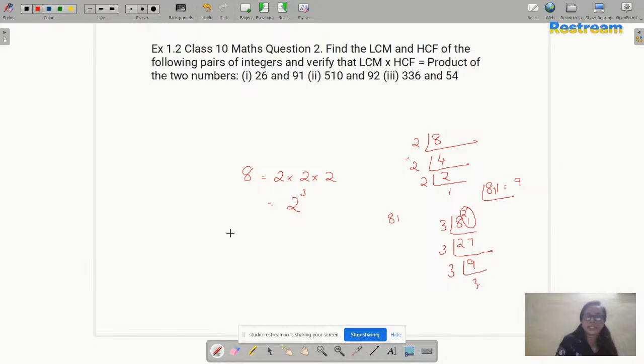What are the factors? 81 can be written as 3 into 3 into 3 into 3, right? Now see, all numbers are prime numbers. 3, 3, 3, 3. All numbers are prime numbers. So 81 can be factorized as the product of primes. This is a unique one. It can be expressed in a unique way: 3 into 3 into 3 into 3, that is equal to 3 raised to the power 4. So this is known as the fundamental theorem of arithmetic.